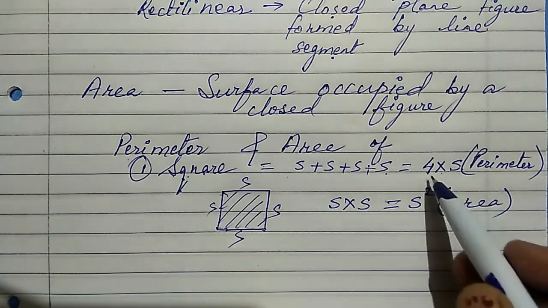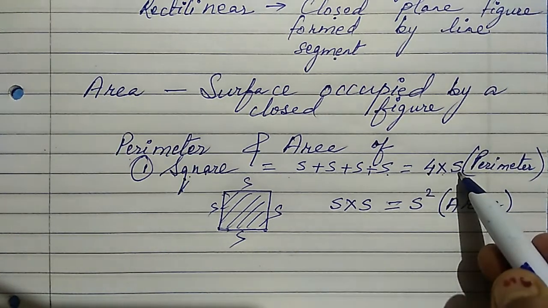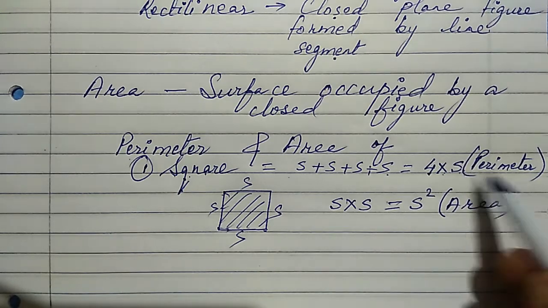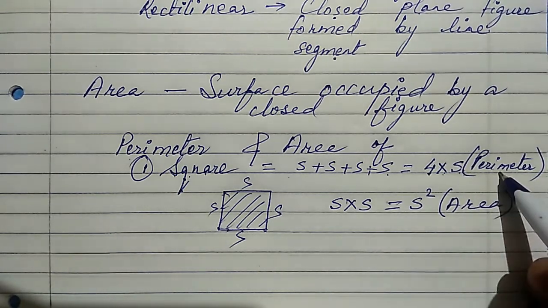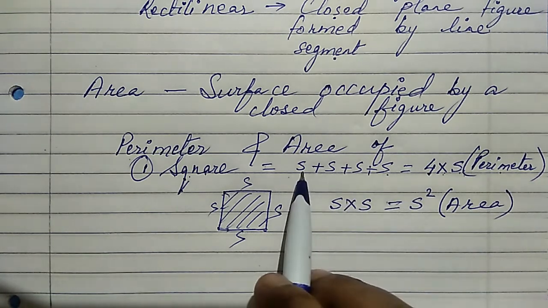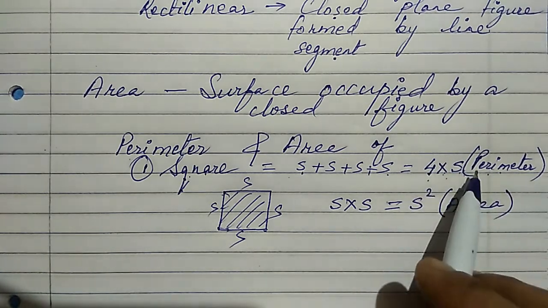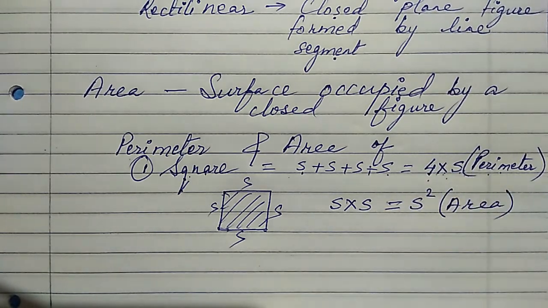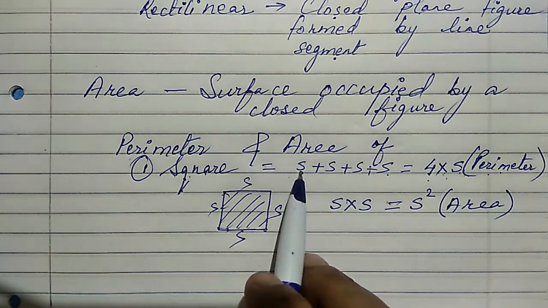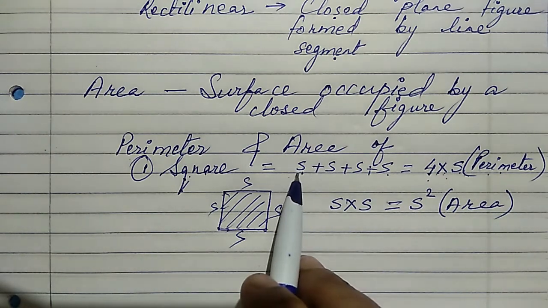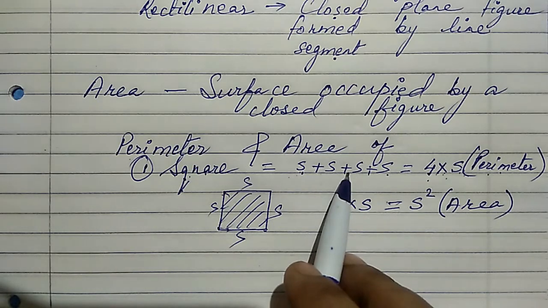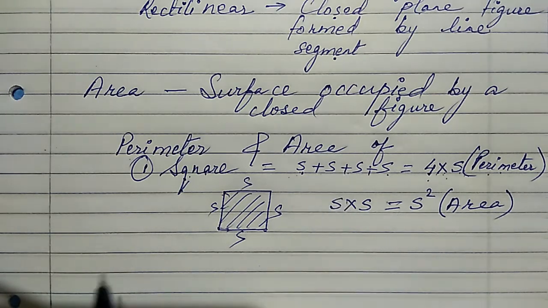Now if I multiply 4 by side, what will be the unit of this perimeter? The perimeter is having the same unit, that is the unit of one side. अगर एक साइड 4 सेंटीमीटर है तो इसका पेरीमीटर क्या हो जाएगा? 4 multiplied by 4, 16 centimeter. If one side is suppose 3 centimeter, so it will be 4 multiplied by 3 centimeters, so 12 centimeter.